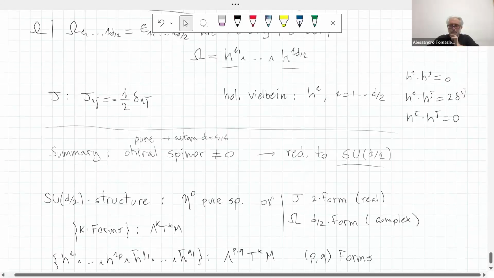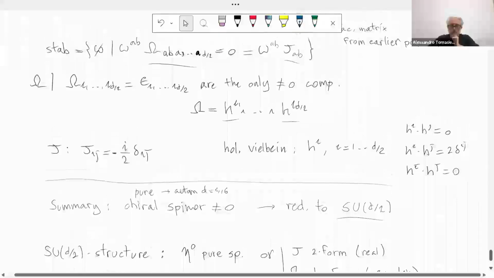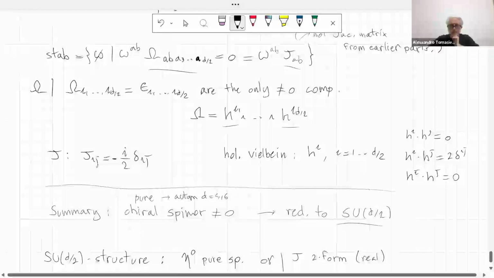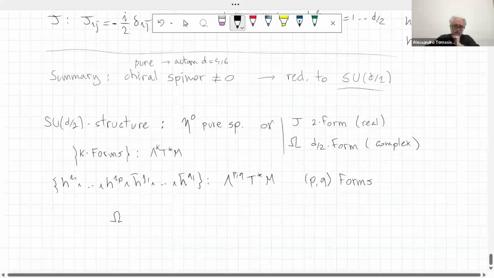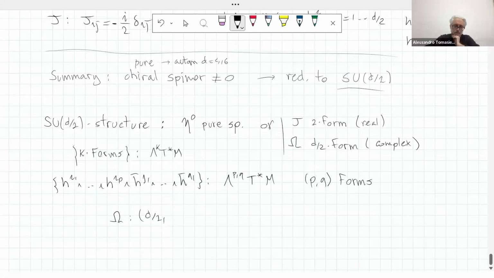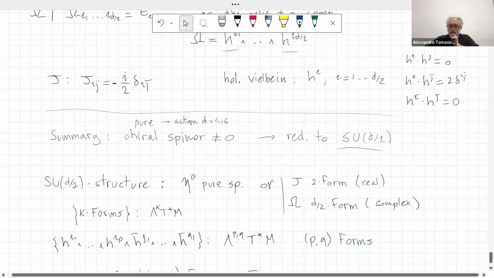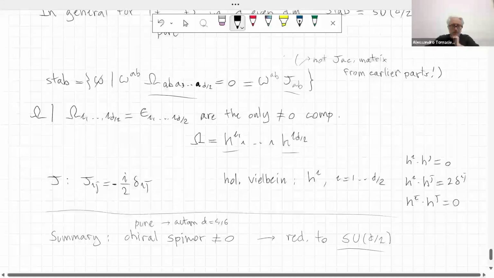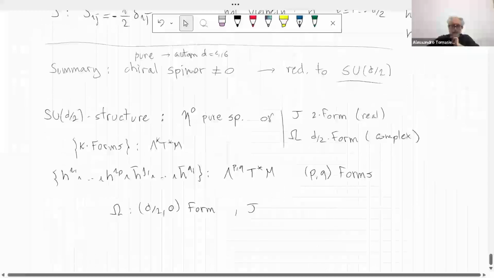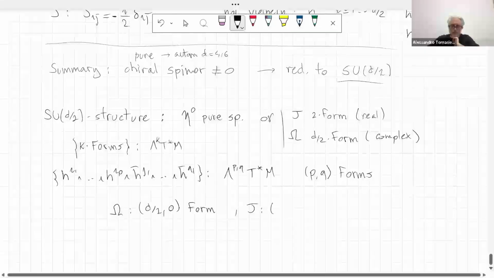Now, it immediately follows that omega is a d over 2 comma 0 form, and J, well, its non-zero indices are, you see, one barred and the other unbarred. So it is a 1 comma 1 form.